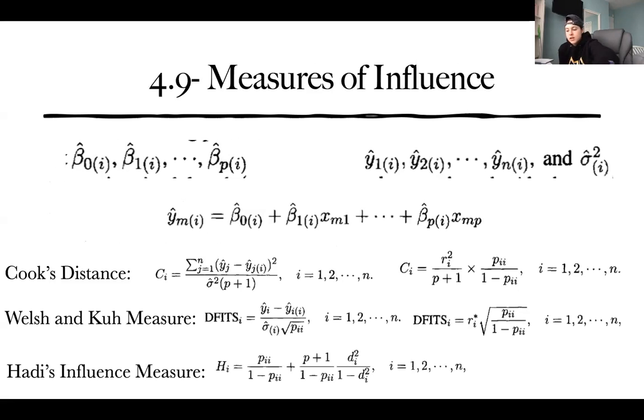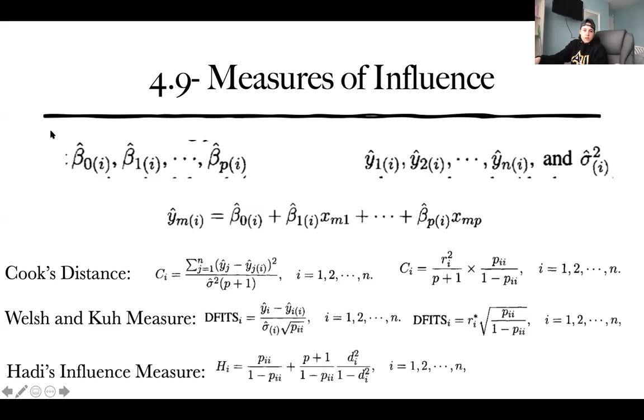So our next section here is going to be section 4.9, which is measures of influence. So this is measured by the effect that it produces when it is omitted from the data. So that's how we can determine how influential a point is.